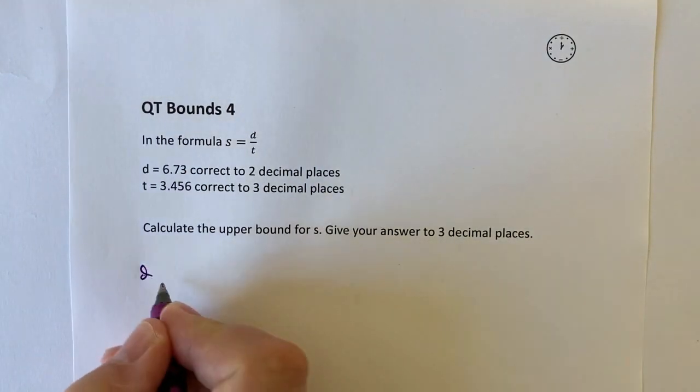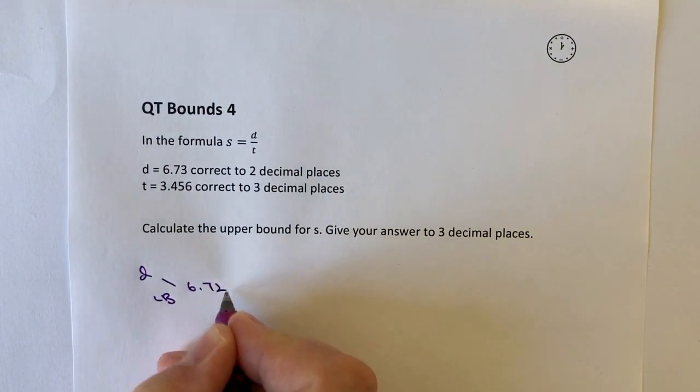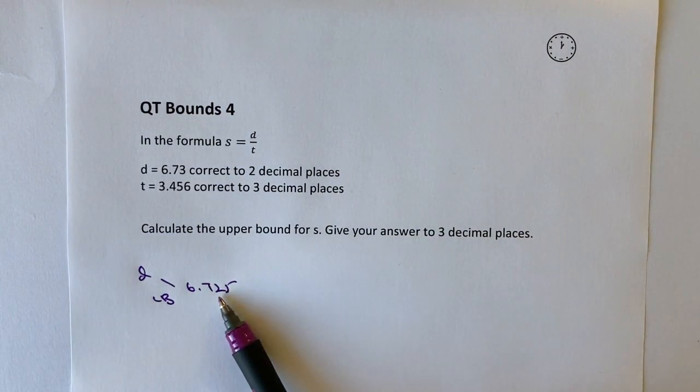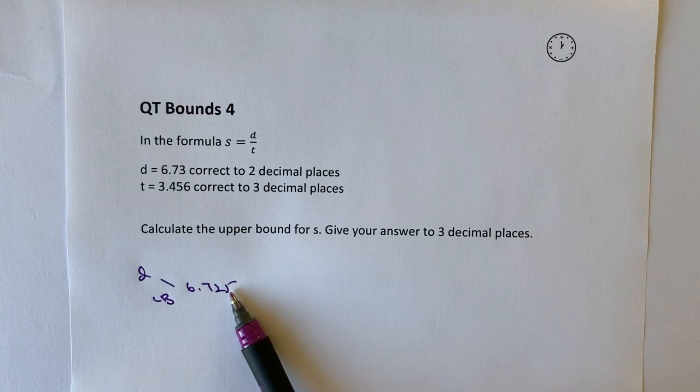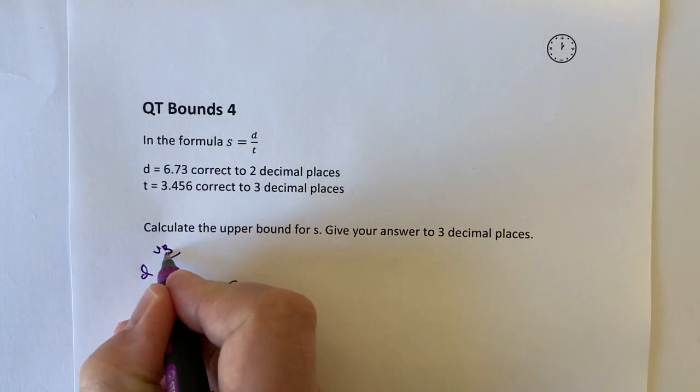That means then that d lower bound is going to be 6.725. In other words, this 2 becomes a 3 because of this 5. So the second decimal place will only become a 3 because this 5 will make it round up. Okay, and 5 is the lowest number that can possibly be. So the upper bound is going to be 6.735.